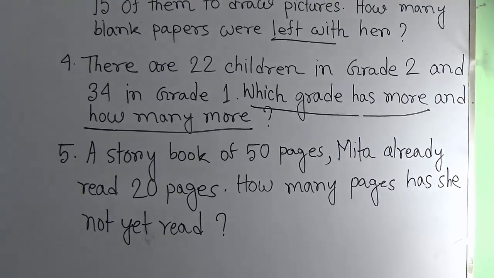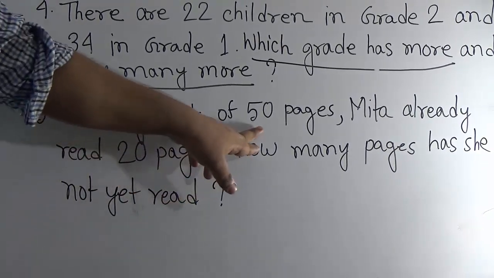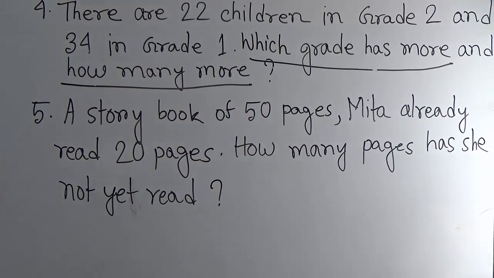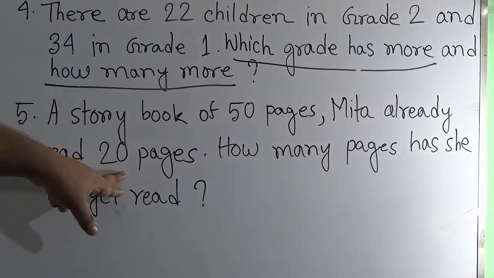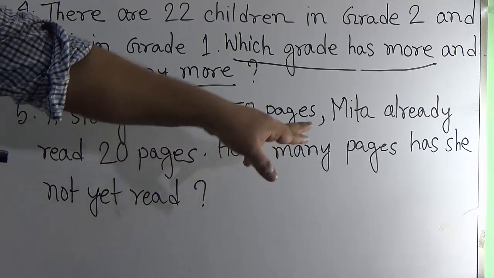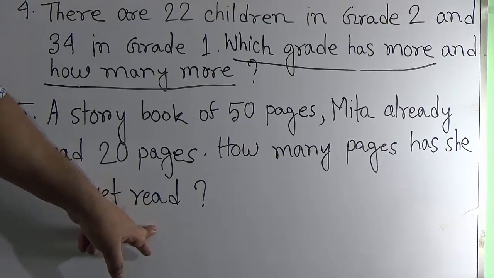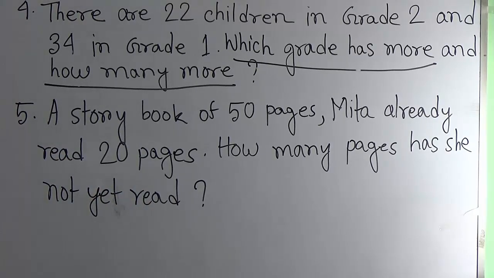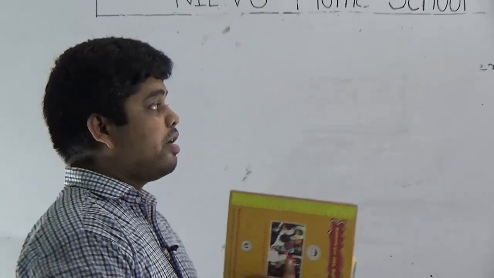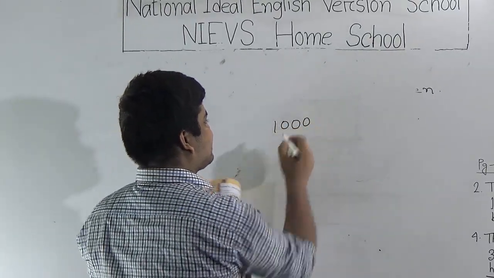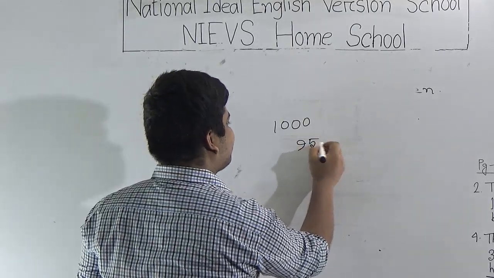So read the question first. Here the question is: a storybook of 50 pages. That means a storybook contains 50 pages. Mita already read 20 pages. How many pages has she not yet read? That means suppose this is your EMB book and it contains 100 pages. It contains how many pages? 100 pages. And you already read 95 pages.